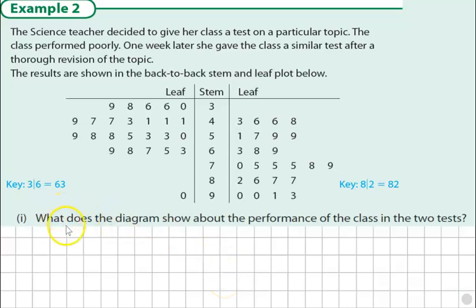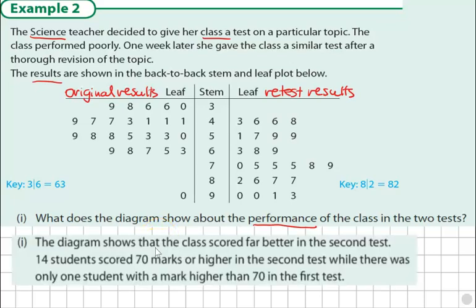So question 1, what does the diagram show about the performance of the class in the 2 tests? So this was a science test given to the same class, and these are the results. So these are the original results, and these are the retest results. And we are interested in the performance of the class. So we want to read the data and talk about the performance of the class. So the diagram shows that the class scored far better in the second test.